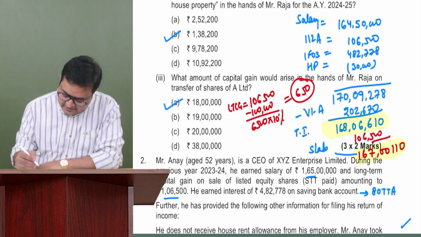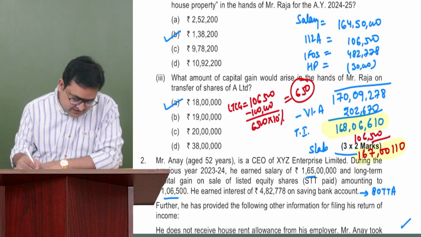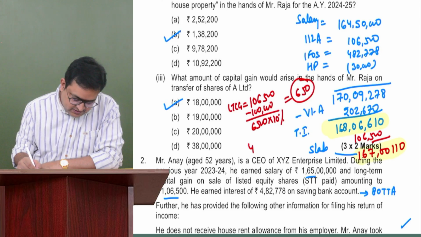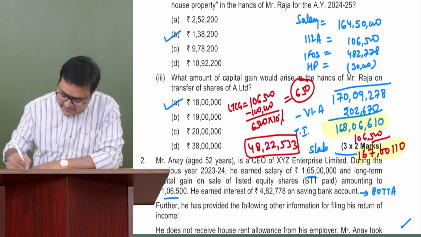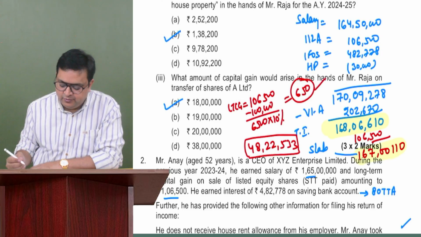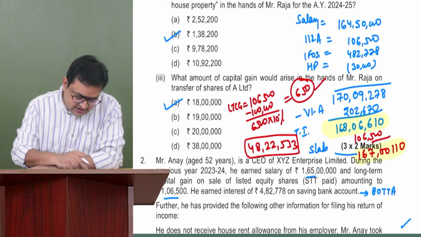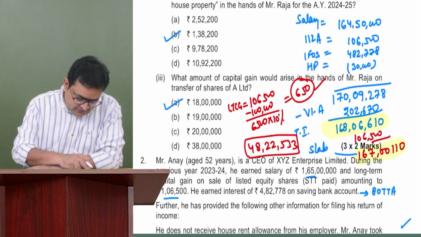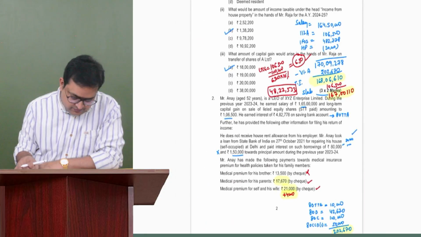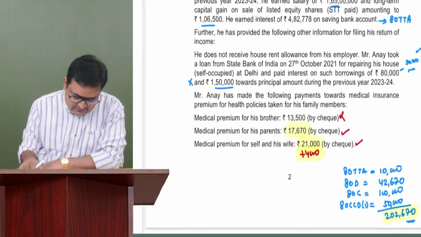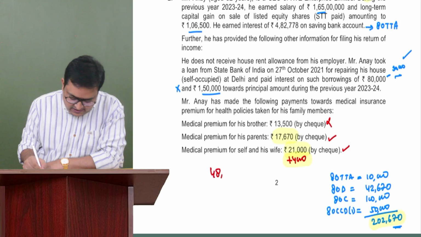This is coming as slab rate is 48,22,533. This is the slab rate, plus the 112A income of 650. I'm just adding 650 to it. So my tax is coming as 48,23,183.